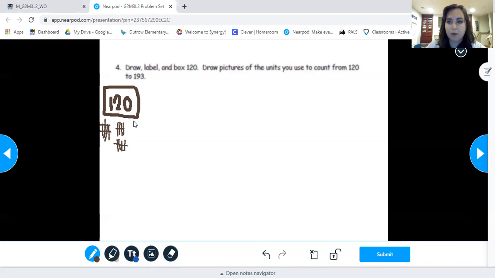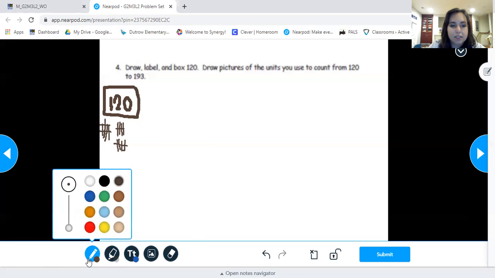120. What's in my ones place? Nothing. There's a 0 in the ones place. There are no ones we need to draw for this. So now we're going to draw pictures of the units I used to count from 120 to 193.